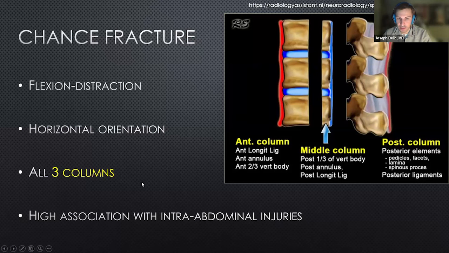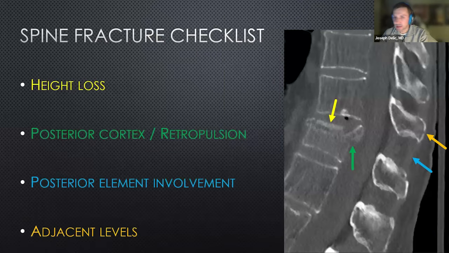That's all three columns, and it's a high association with intra-abdominal injuries. So we've talked a lot about spine injuries, but what are the most important points? I'm on call and I don't know, is this a chance fracture? Is this a burst fracture? What am I trying to identify here? Well, I try to boil these down to a few specific things.